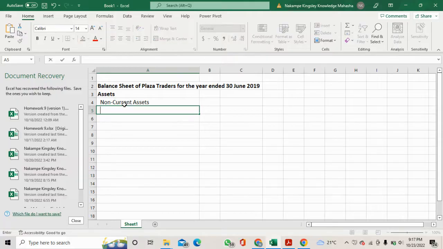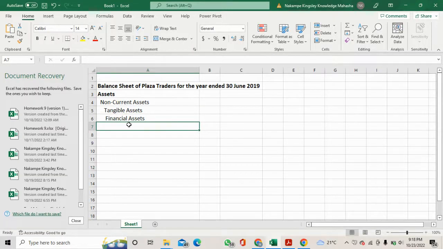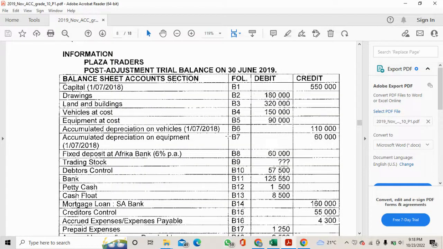So under non-current assets, we're going to have tangible assets, right? Tangible assets or fixed assets. And then we're going to have again our financial assets. So let's come and check our tangible assets here. So we have how many tangible assets? Remember, the tangible assets are the assets that you can touch and feel.